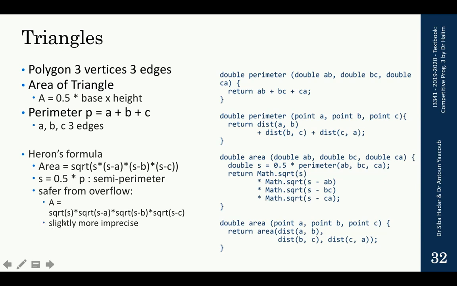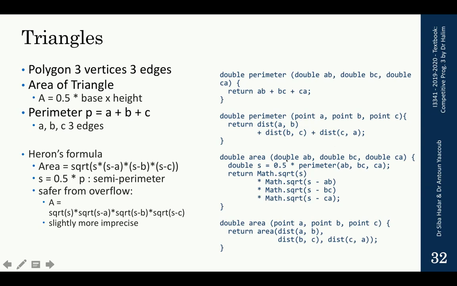But of course, this version is slightly more imprecise. You can calculate the perimeter of a triangle by returning the sum of the 3 sides. We can calculate the perimeter given 3 points. So you calculate the distance between these respective 3 points, and then you add them.